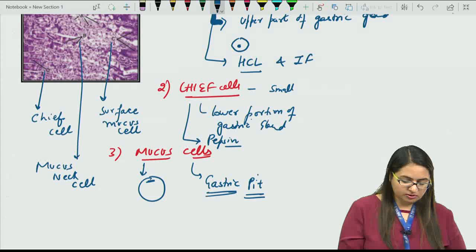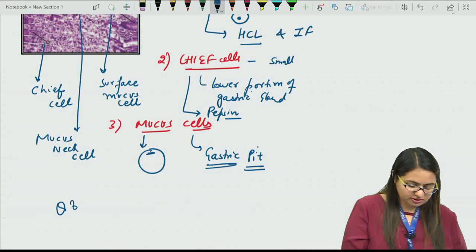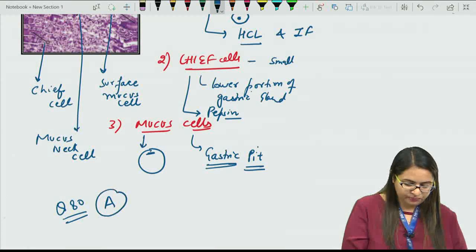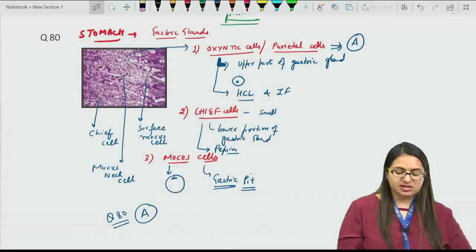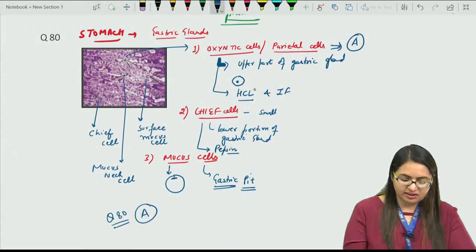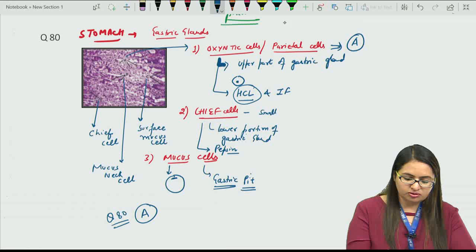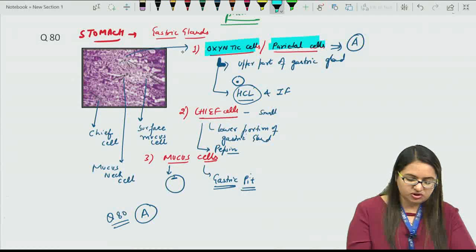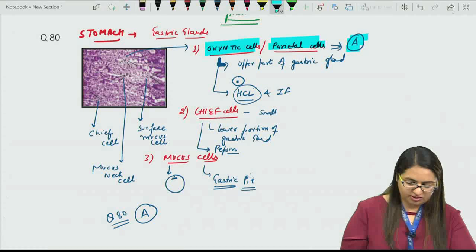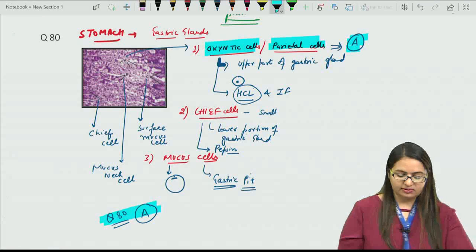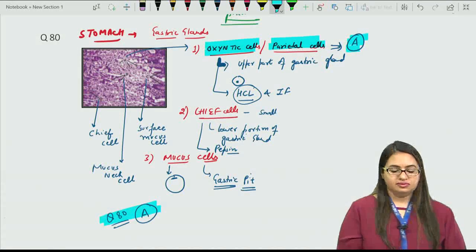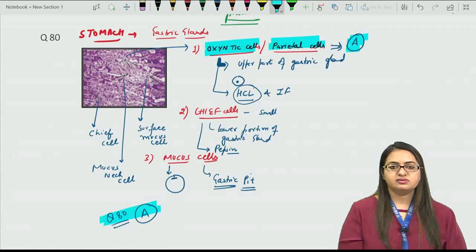So therefore, the answer for question number 80 is A, because the question is asking which cells secrete hydrochloric acid, and the hydrochloric acid is being secreted by the oxyntic cells or the parietal cells, which is option A. So the answer for question number 80 is A. That completes till question number 80. So thank you.